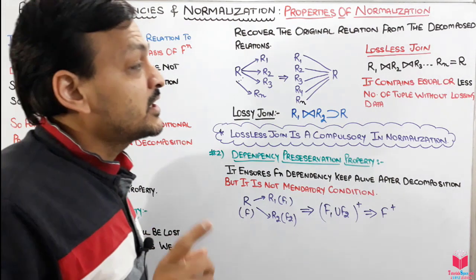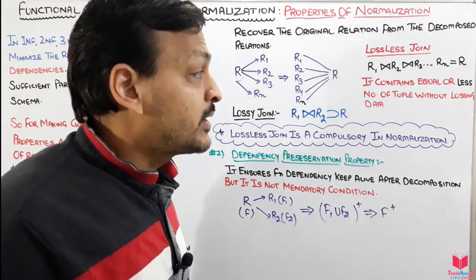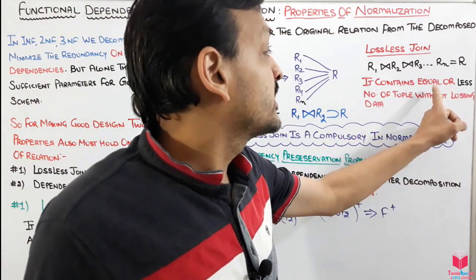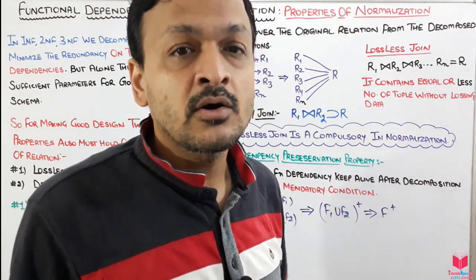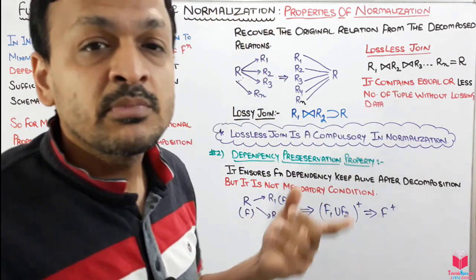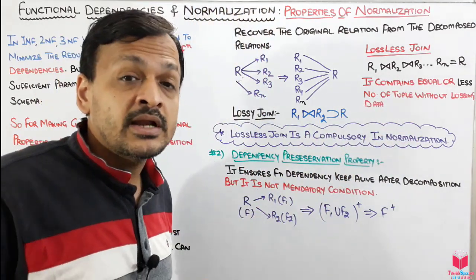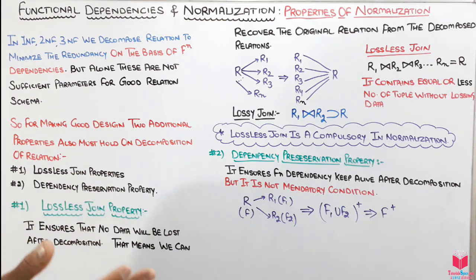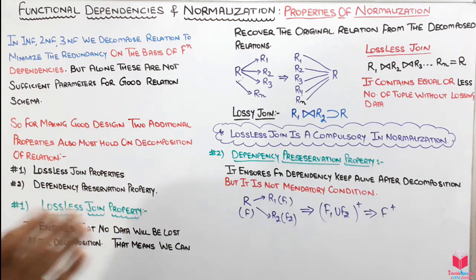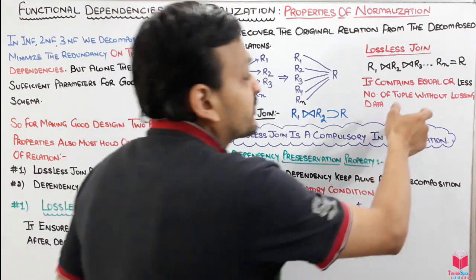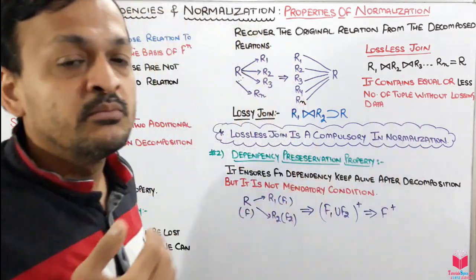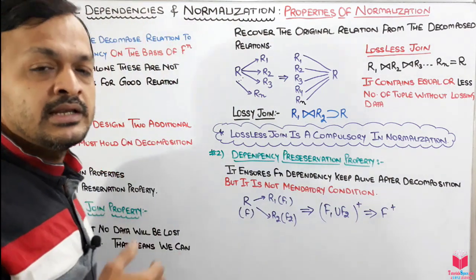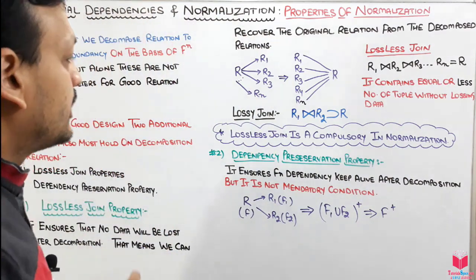So it contains an equal or smaller number of tuples without losing the data. When we get the original relation, it should contain equal or fewer tuples. Fewer tuples means that we have removed redundant data. Some books say that there should be an equal number of tuples. We will see later in the examples.